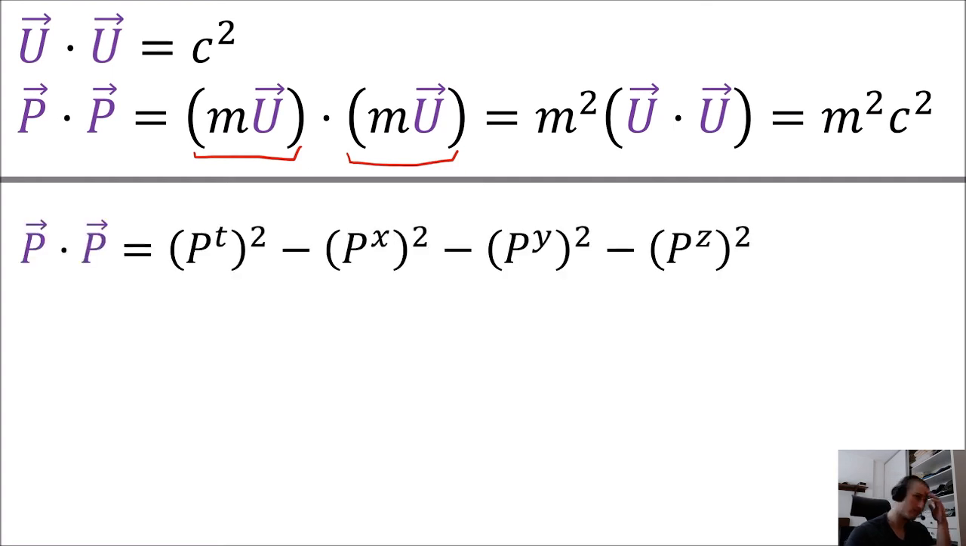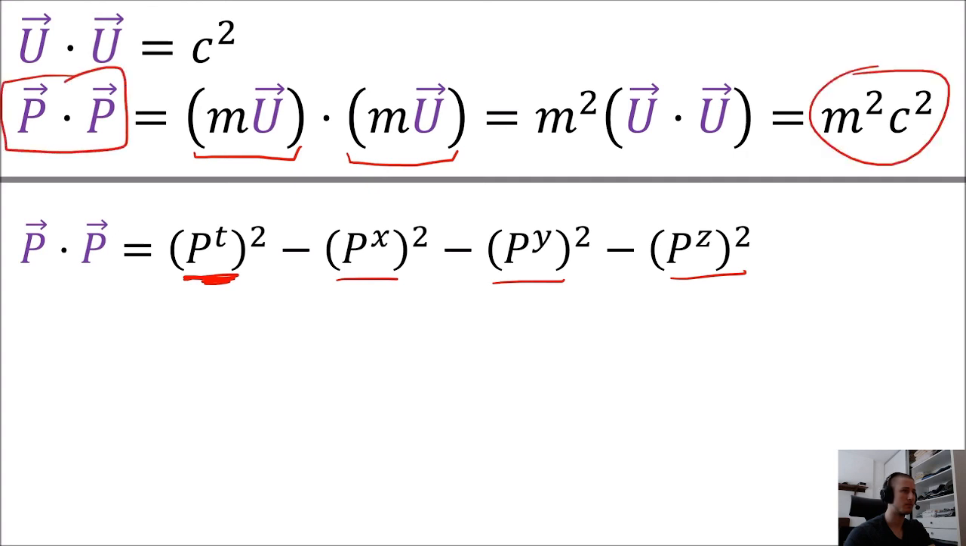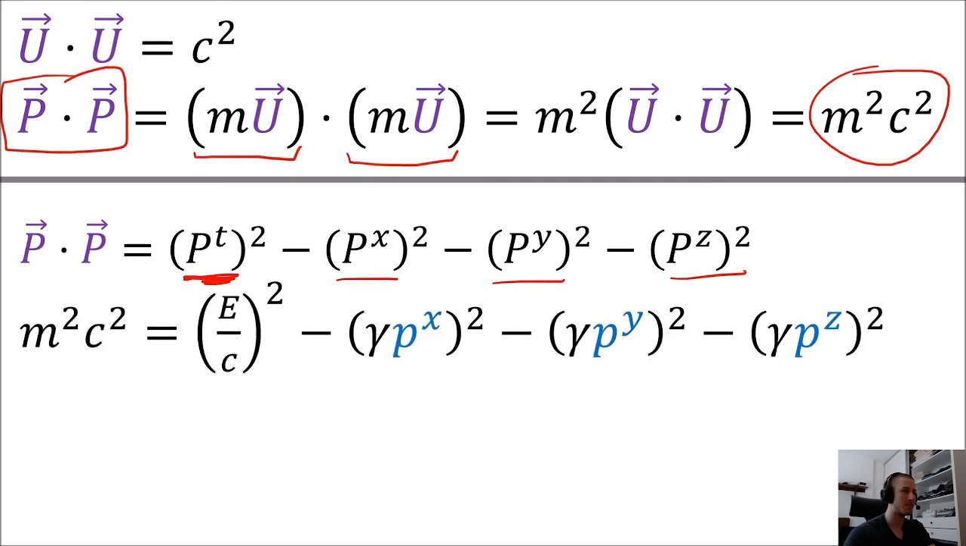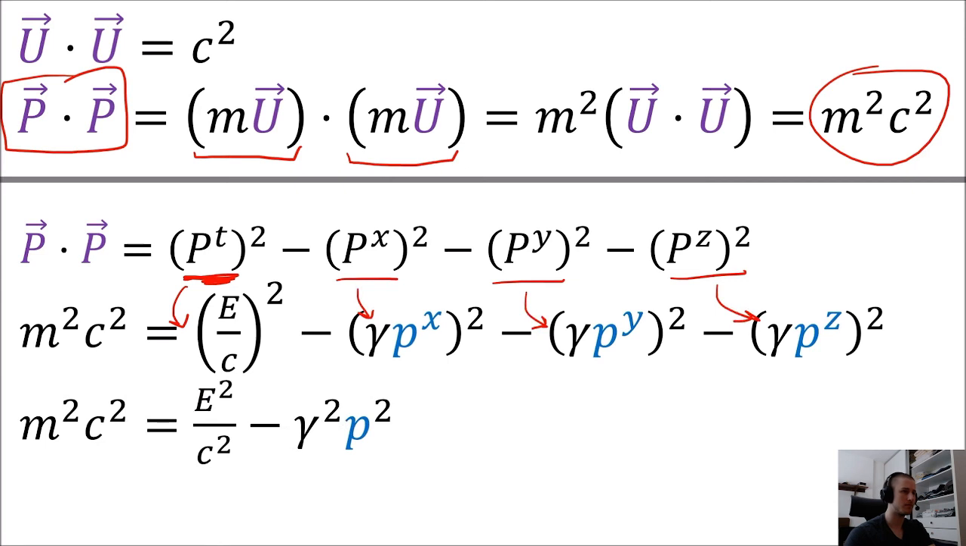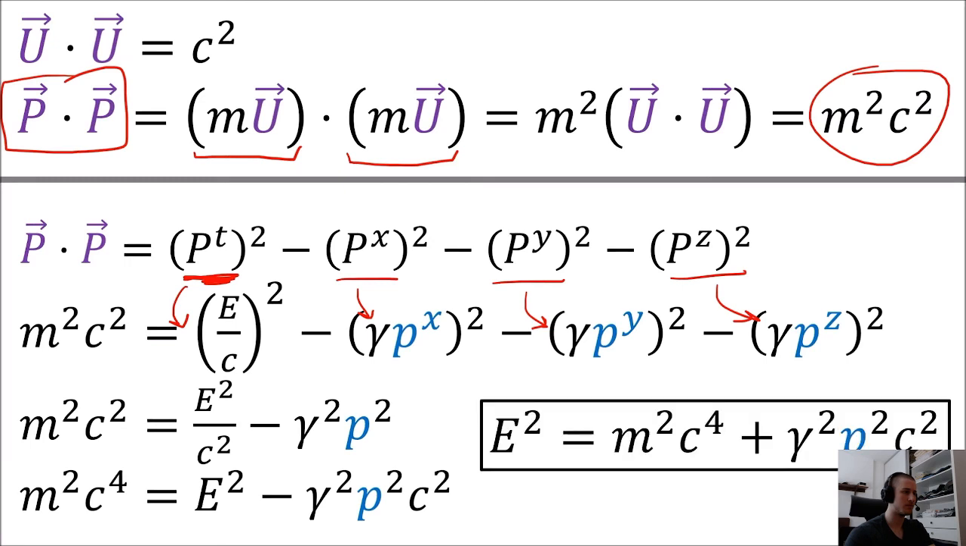We also know that we can calculate the dot product of 4-momentum with itself using the Minkowski metric, where the time component squared gets a positive sign and the spatial components squared get negative signs. We already know from above that big P dot big P equals m squared c squared, and the time component of the 4-momentum is energy over c, and the space components are just the three momentum components multiplied by gamma. Now we can multiply all terms by c squared to get this, then move this momentum term to the other side of the equation to get this. And this is Einstein's energy-momentum relation.